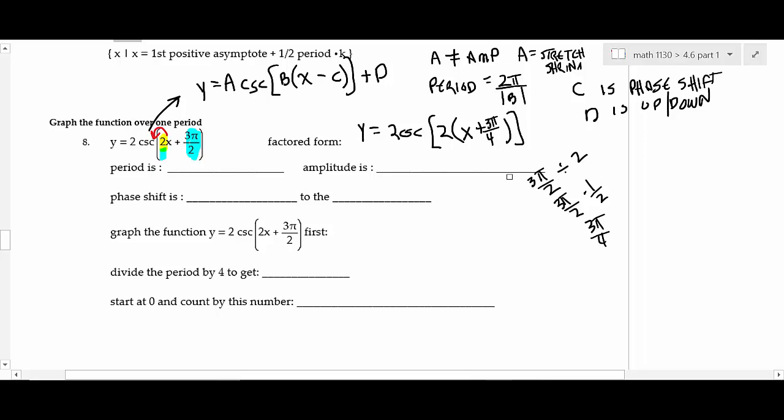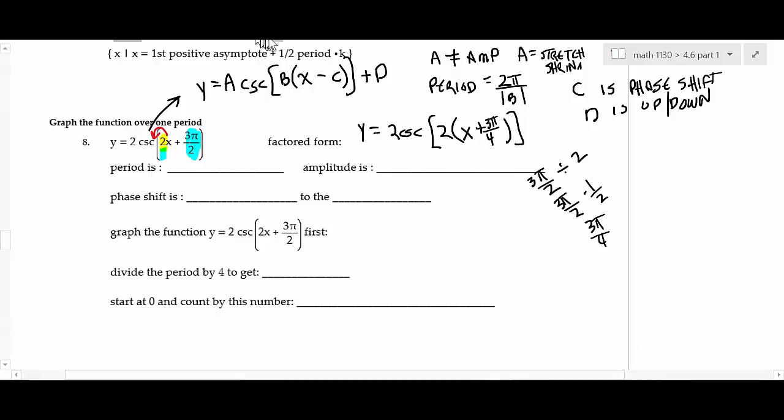The other thing I recommend you do as a student is check this. 2 times x is 2x. If you multiply the 2 by 3 pi over 4, that's 6 pi over 4, which reduces to 3 pi over 2. So make sure you factored it correctly, because if you didn't, your graph's going to be totally messed up. Make sure that you do that step correctly.